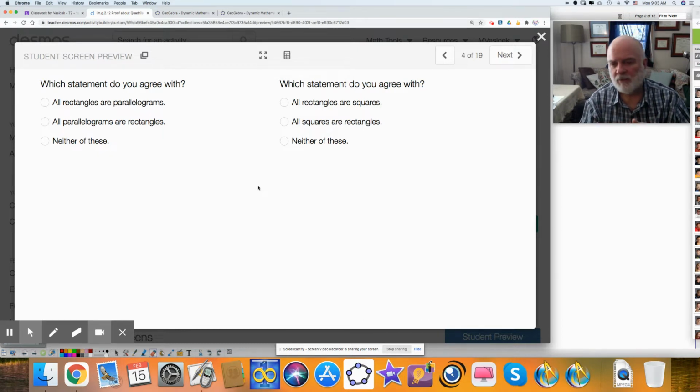So which statement do you agree with? That all rectangles are squares? I don't think so. All squares are rectangles. Yes, this has to be true because a rectangle, by definition, is a quadrilateral with four right angles, and squares all have four right angles.